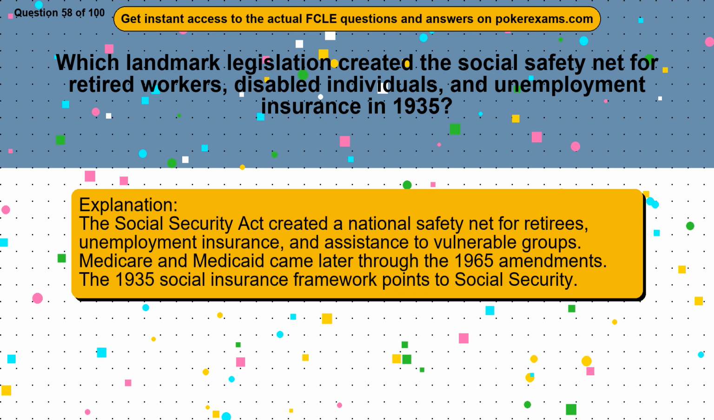The Social Security Act created a national safety net for retirees, unemployment insurance, and assistance to vulnerable groups. Medicare and Medicaid came later through the 1965 amendments. The 1935 Social Insurance Framework points to Social Security.